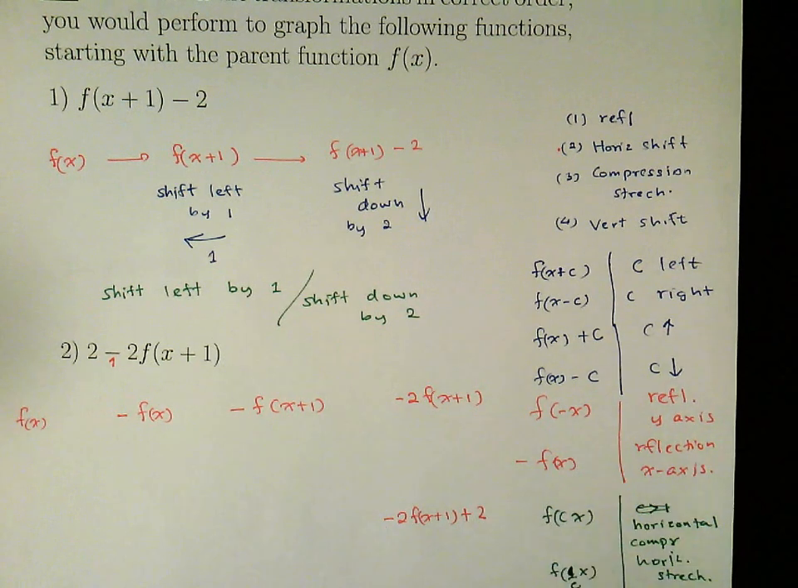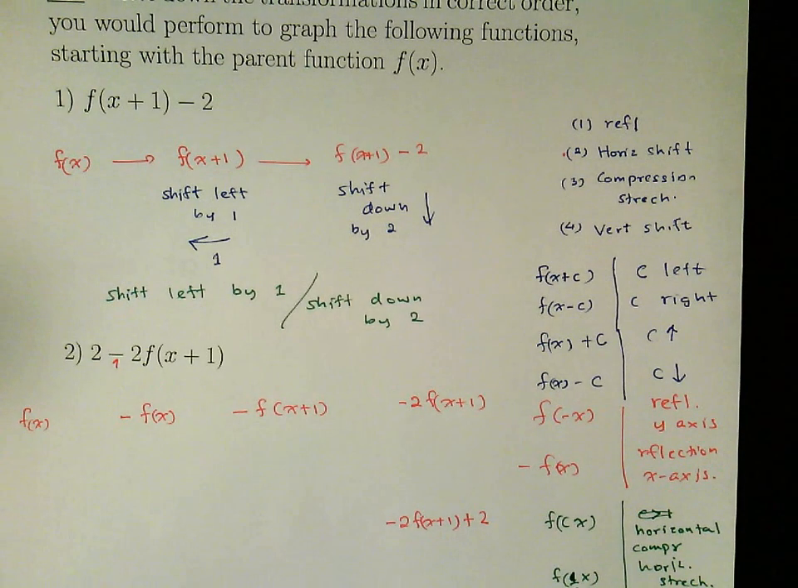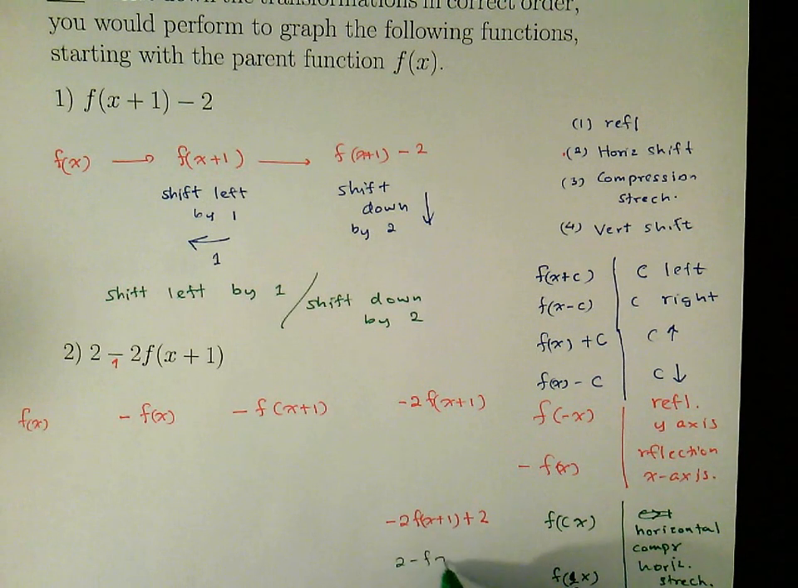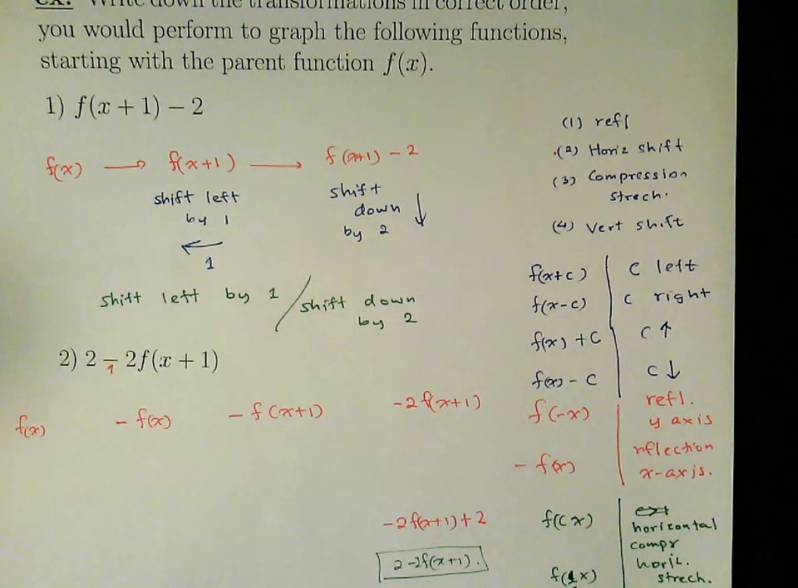Okay, and then I would do -2 f(x plus 1), and last I would do -2 f(x plus 1) plus 2, which is the same as 2 minus 2 f(x plus 1). Okay, so that's what you needed. So that's the final function.